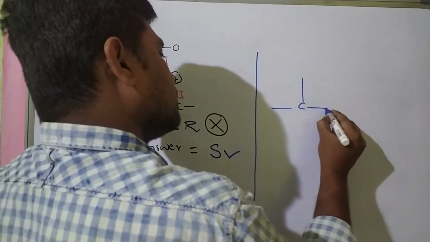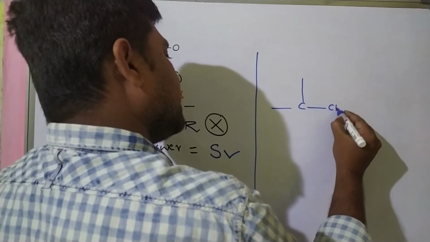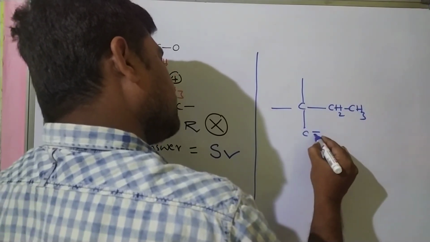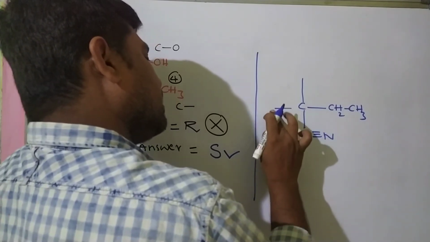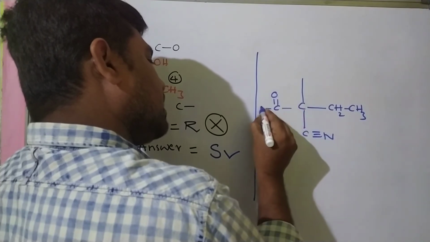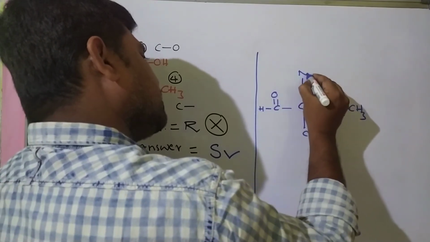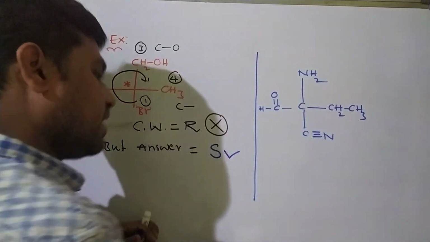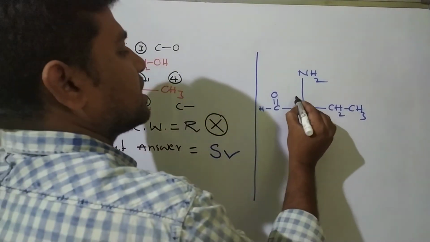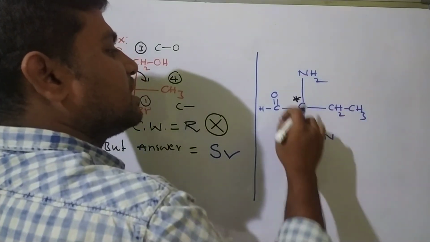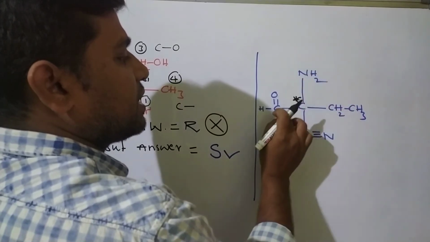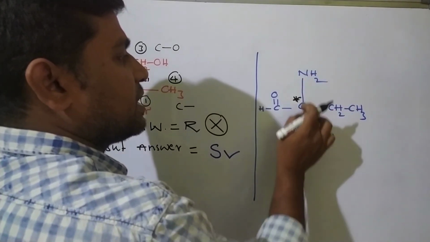Okay, students. Very easy. CH2, CH3. Here C triple bond N. Here C double bond OH, an aldehyde. Here C with an NH2 group. Okay, students, now do the answer. So this is the chiral carbon, since all these groups are different. Now this is the nitrogen atom. Here carbon, this is carbon, this is carbon. Here nitrogen.